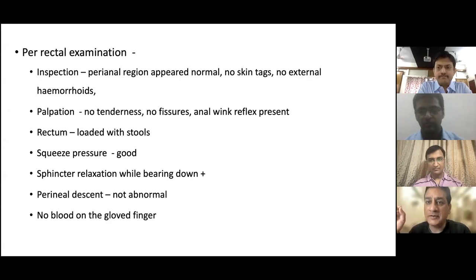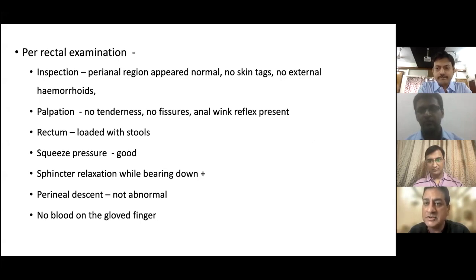This is a normal phenomenon. As the patient tries to pass stool, the sphincter should relax. But in pelvic floor dyssynergia, the sphincter will contract. So this is called paradoxical contraction of the sphincter. And this is a very important sign.